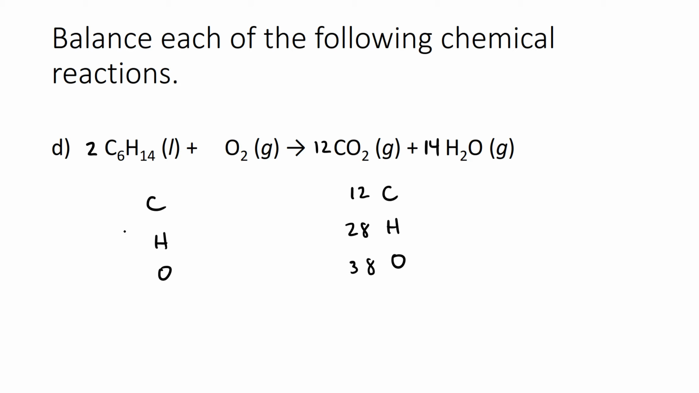And on the left, we should end up with the same thing. We have 12 carbons, 2 times 14 is 28 hydrogens. And now all we have to do is balance out the oxygens. Half of 38 is going to be 19. So if we put a 19 right here in the front, then everything will be balanced. This will then change to 38. And 2, 19, 12, and 14 is going to be how you balance part D.